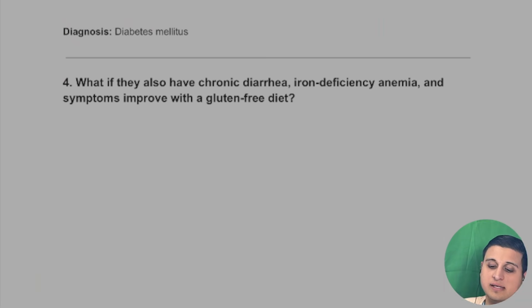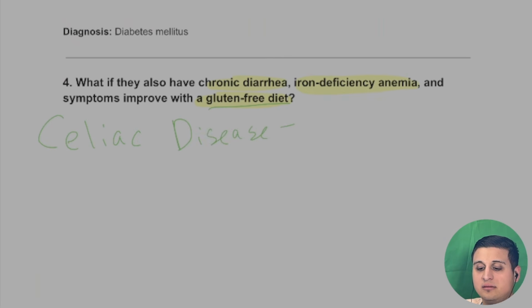We have someone who has, again, the fatigue, weight loss, abdominal pain. Now they have chronic diarrhea, iron deficiency anemia, and symptoms improve with a gluten-free diet, right? Anytime you see gluten, we're going to think celiac disease, right? What is celiac disease in terms of the underlying mechanism? It's the IgA antibody that's being produced to things like transglutaminase, or endomysial IgA, that kind of thing. But it's IgA that's being produced to all these different structures.